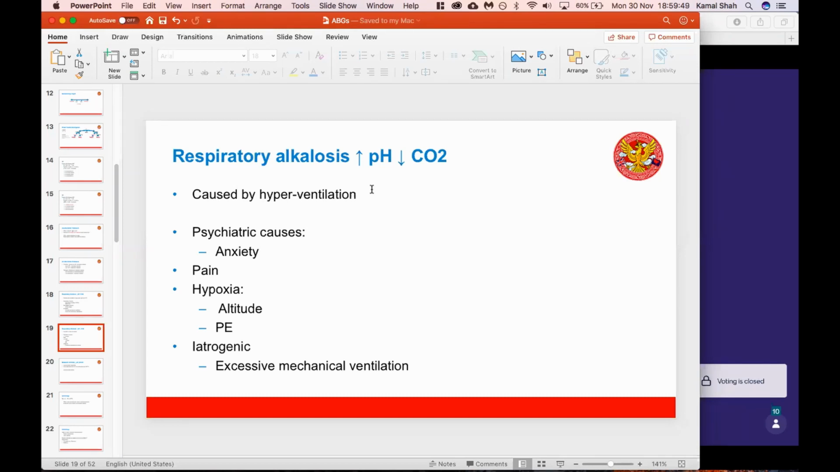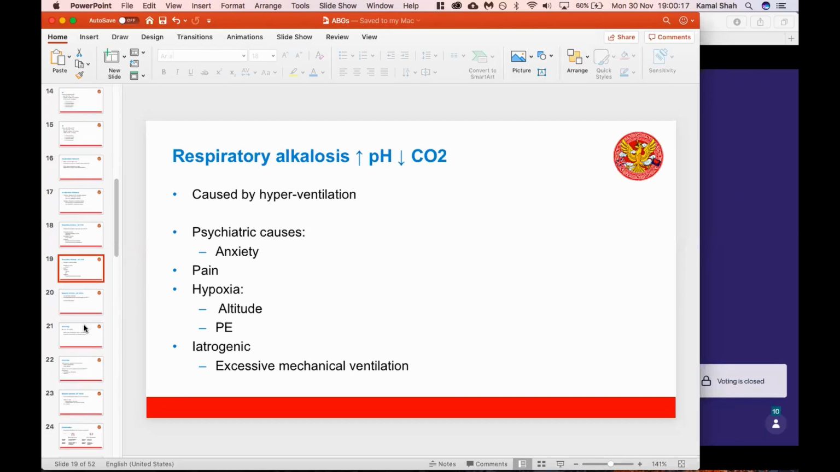If a patient is suffering from pain, they're going to be, again, breathing very fast. Their respiratory rate will go up and therefore remove this carbon dioxide. And also you might get this with hypoxia. And again, just thinking about the iatrogenic causes as well, if we put someone on a ventilator and we've got excessive ventilation, then of course we're going to get a respiratory alkalosis too.